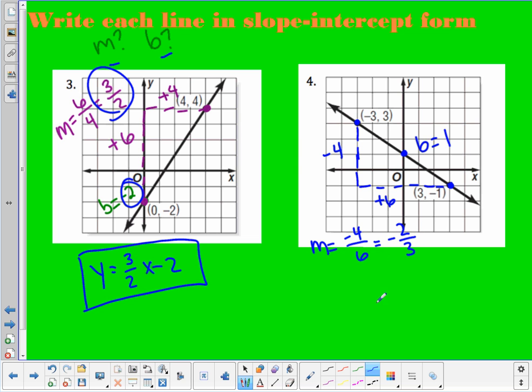So negative 2/3 is my slope there, which makes sense because it's a negative sloping line. It needs to have a negative value for its slope. So here my equation looks like y equals negative 2/3 x plus 1.